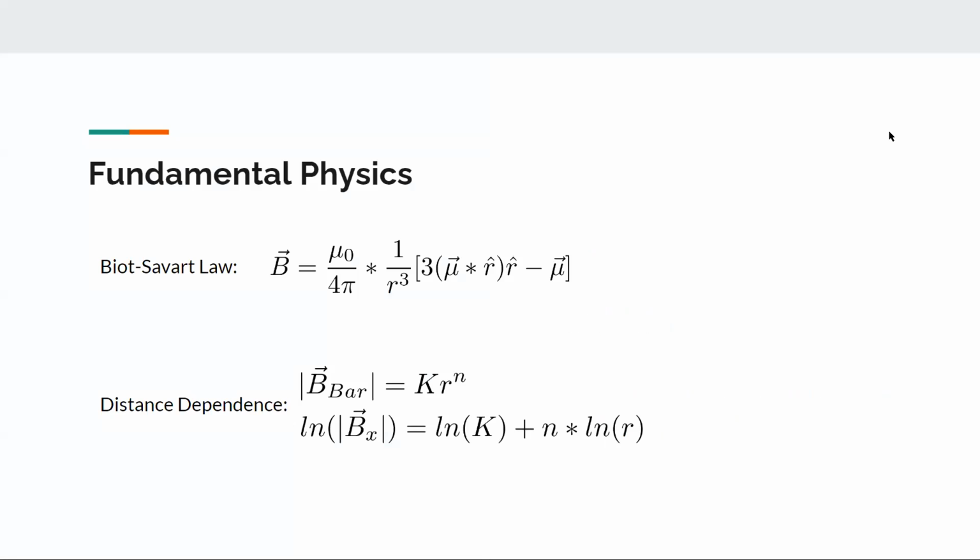So some fundamental physics concepts to know is the Biot-Savart law, which is just the magnetic field B equal to mu naught over 4 pi times 1 over r cubed times 3 times mu times r hat times mu dot product r hat times r hat minus mu. And the distance dependence formula we're going to be using here is the magnitude of the bar magnet's magnetic field is equal to K r^n, and the natural log of our x-axis magnetic field is ln K plus n times ln r.